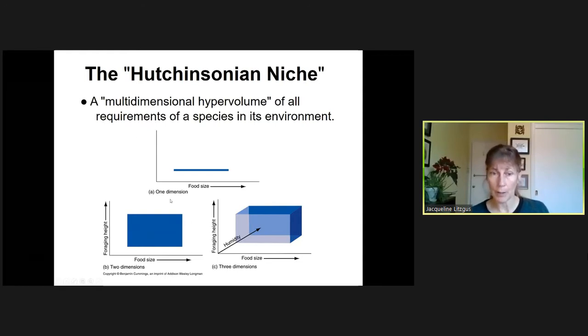Again, remembering that the response variable we're talking about, what the blue highlighter is showing, is where the animal survives and reproduces. Okay, so again, this one-dimensional niche here, that's just about food size. The animal could live on food of intermediate size, but not on food that's small or large. We add this second dimension, which is foraging height. So we have this two-dimensional niche, and then we add this third dimension, which is an abiotic factor of the environment. And now we have this multidimensional hypervolume. Okay, and so again, we call it multidimensional because we can add all these different niche axes.